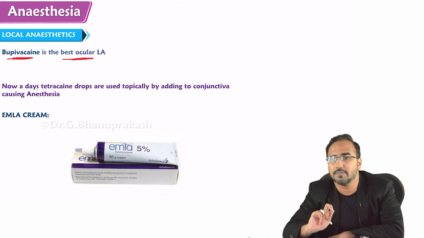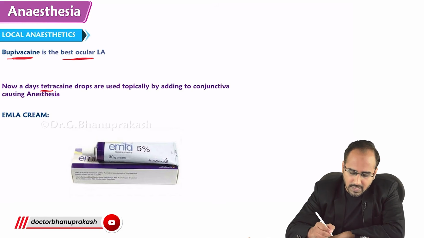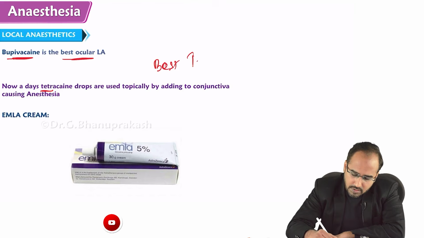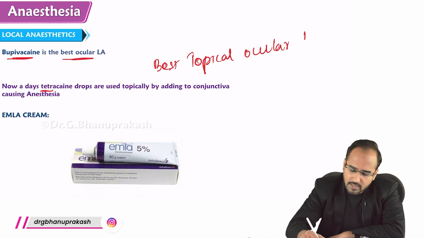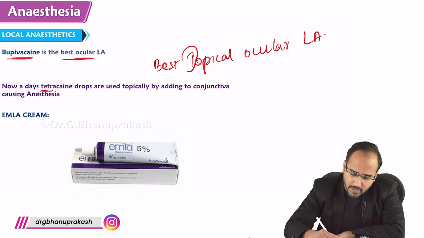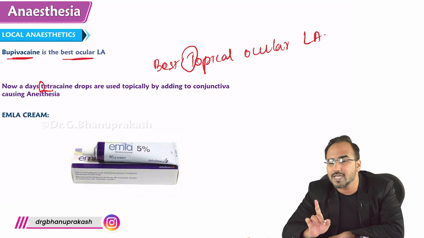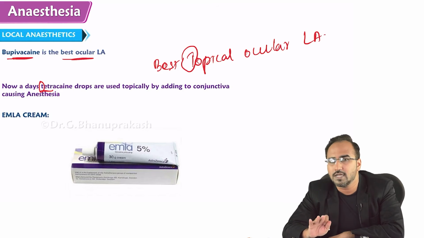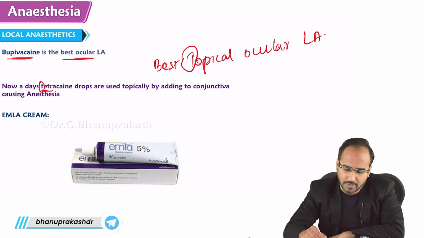The best topical ocular local anesthetic is Tetracaine. T for topical, T for Tetracaine. Remember, anesthesia to the eye can be given by retrobulbar, peribulbar or topical. If you are giving it topically, the best ocular local anesthetic is what, guys? It is Tetracaine.